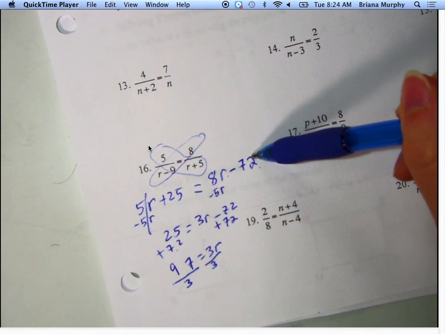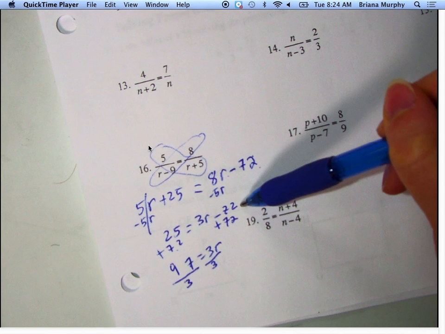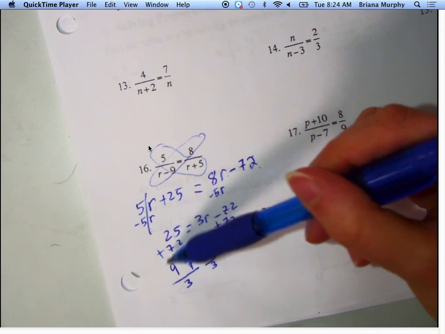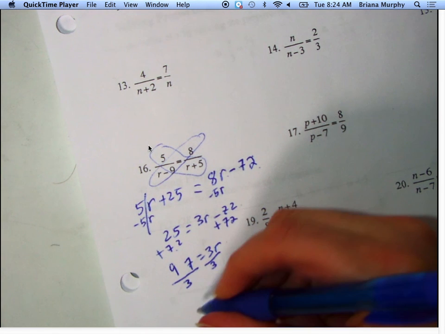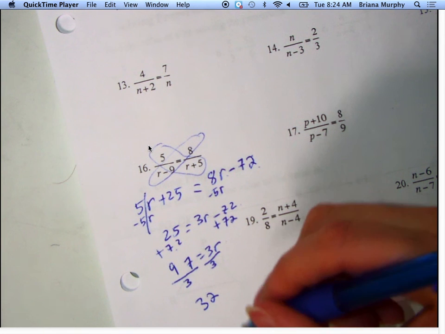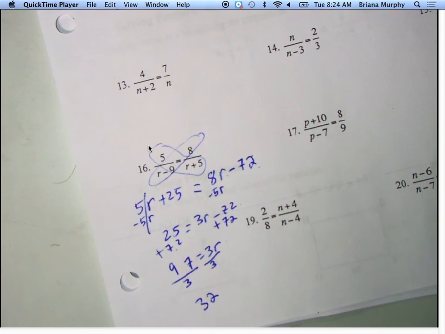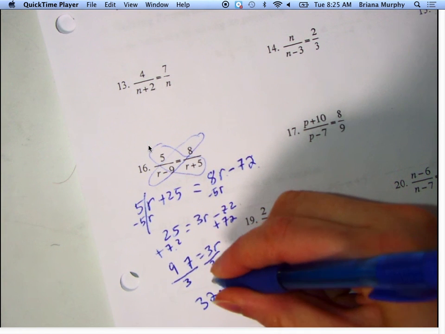Sure. Okay. Then I subtracted 5r from both sides, and I get 25 equals 3r minus 72, because 8 minus 5 is 3. Then I add 72 to both sides, and I get 97 equals 3r. I'm going to divide by 3. Okay? 3 goes into 9 3 times. 3 goes into 7 2 times, with 1 left over. So it becomes 97 divided by 3. It's 32 point and 1/3, or 3 repeating.